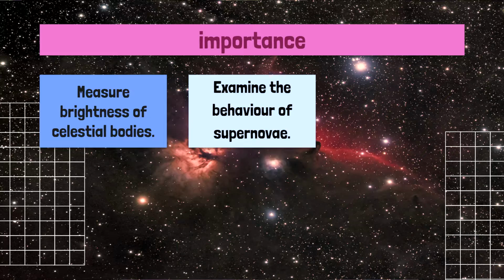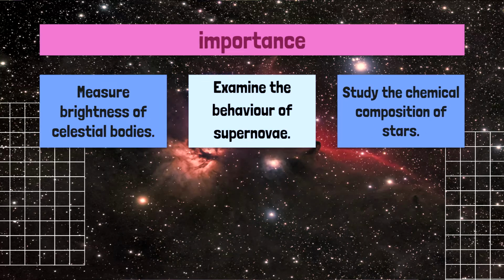Next, to examine the behavior of supernovae. From the light curve of a supernova, the rapid rise and slow fade, known as the decay of the supernova, can be known. Next, study the chemical compositions of stars. The amount of light emitted by a star at specific wavelengths is measured, and that corresponds to the emission lines produced by heated chemical elements. Therefore, what the star is made from can be studied.